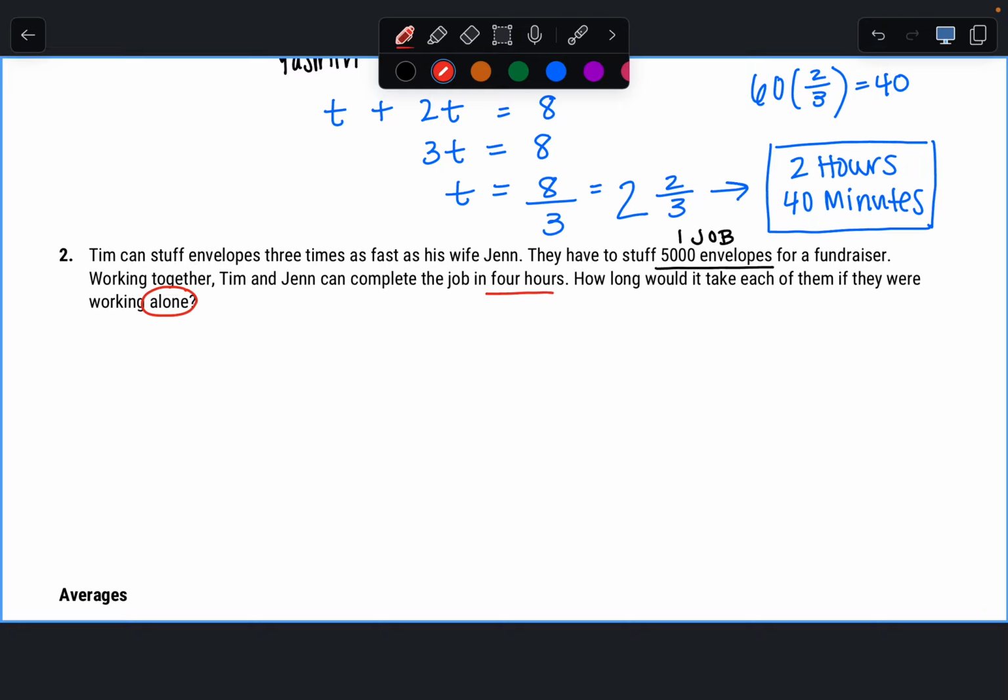Christian, Site, Wyatt. Okay, so how long will it take them if they're working alone?